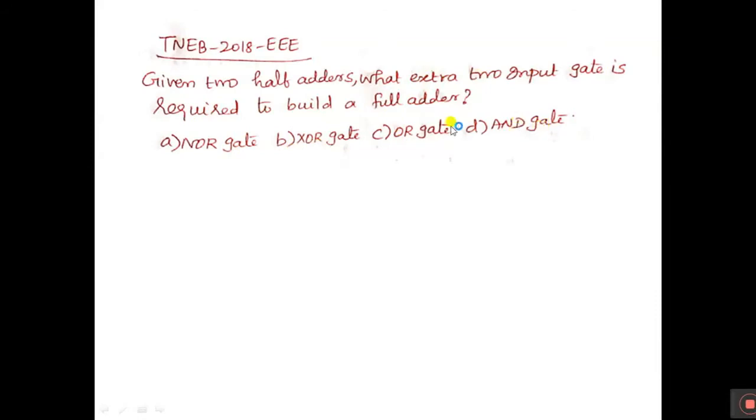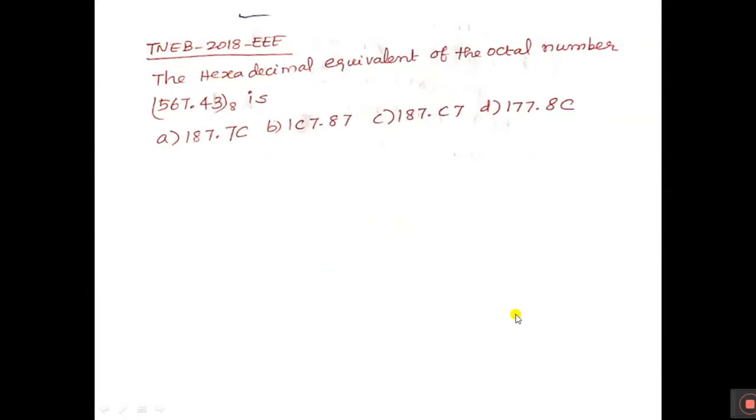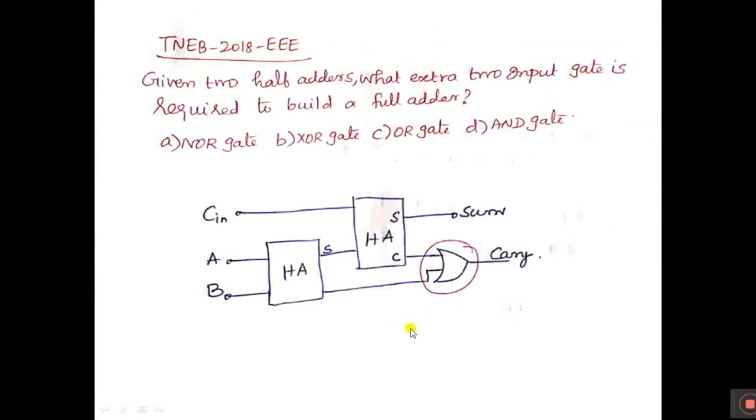The question is very simple, but it makes a little bit of confusion. Which extra two input gate appears in the output? Even if we have the knowledge, at the time of examination it will cause a little confusion. Right? So the answer is, a full adder with two half adders. By combining these two half adders, we need to use one OR gate. So the final answer is option C. Option C is the final answer for this question. They only ask basic questions.